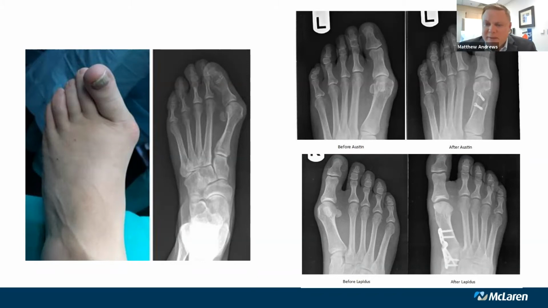So these are two different types of bunion corrections on the right. The one on the top, we call it an Austin bunion, or what we call a metatarsal osteotomy procedure, where we're able to make a cut within the bone and slide the whole thing over and reposition it and remove that bump. And then oftentimes we'll secure that procedure with just a couple small screws in that area to help maintain that correction, which does allow typically for early weight bearing. And it's also a procedure that will help preserve the joint as well.